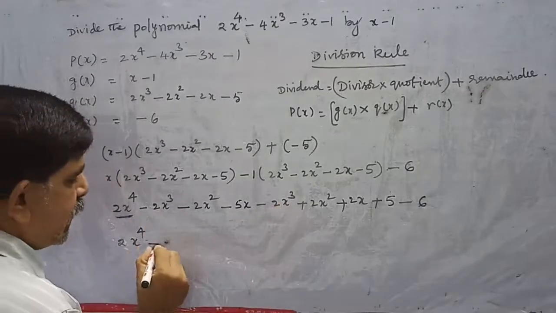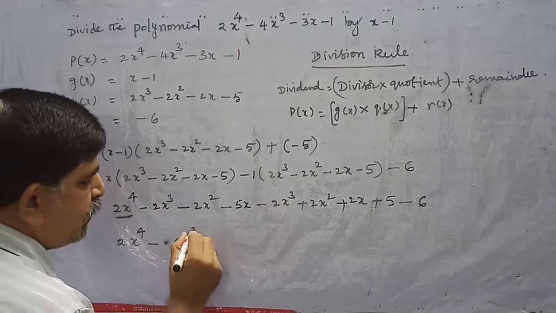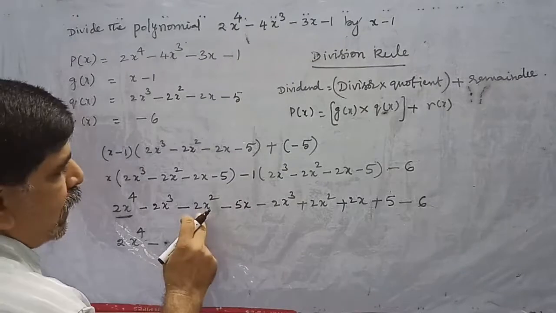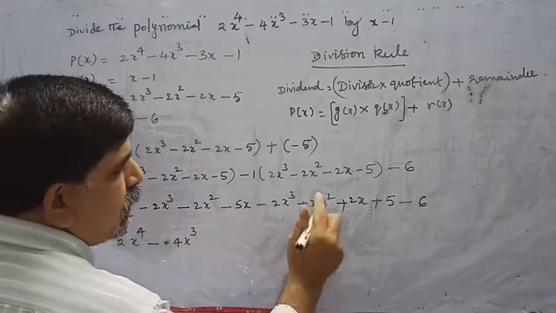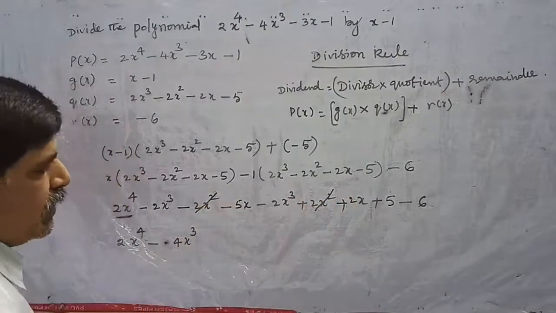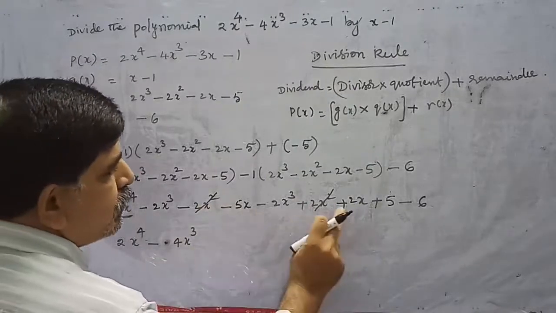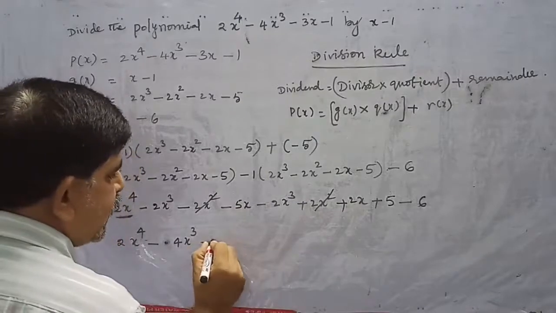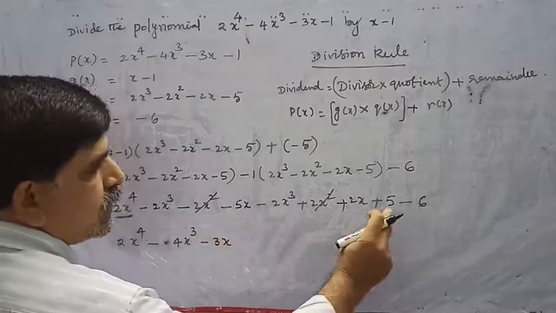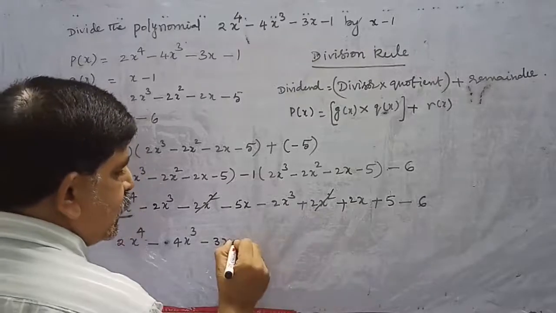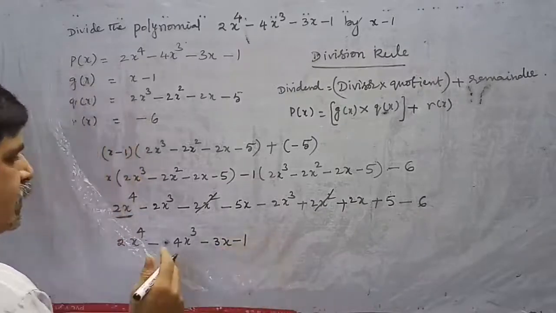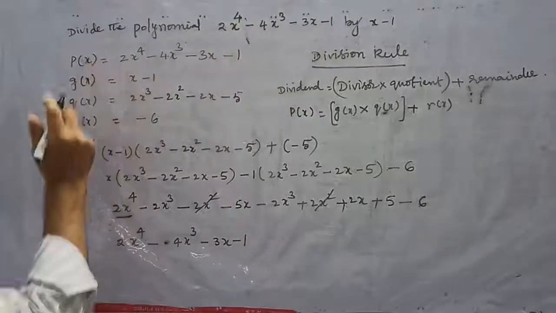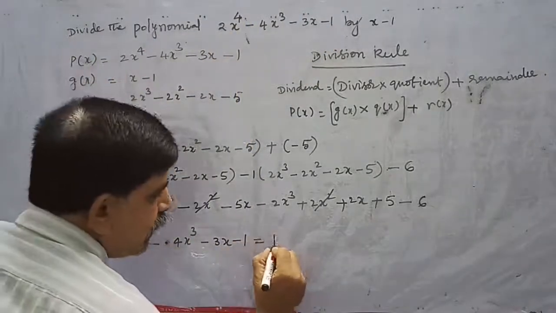So that is minus 4x to the power of 3, or minus 4x cube. Next, x square terms: minus 2x square here, plus 2x square. These two get cancelled. Next one, minus 5x plus 2x, that is minus 3x. Next, plus 5 minus 6, that is minus 1. So this is nothing but P of x.